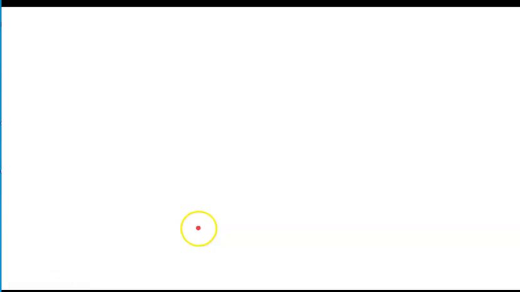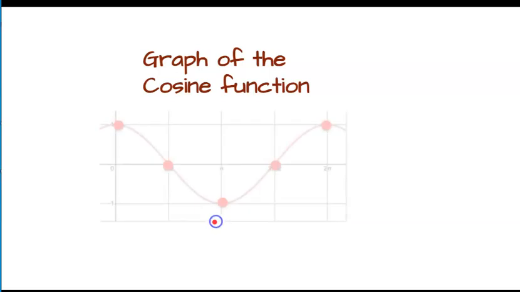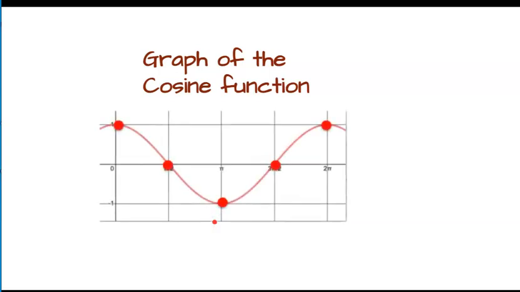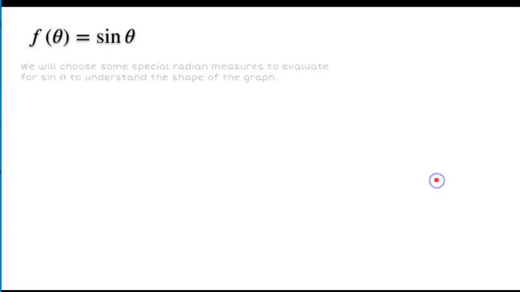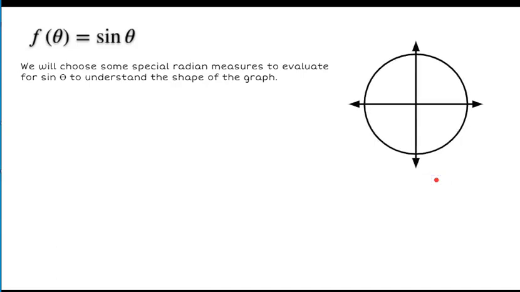In this video, we will graph the cosine function and identify its parameters. Let's begin with what we already know. We know that one of the sinusoidal functions is the sine function. We choose some special radian measures to evaluate sine theta to understand the shape of the graph. We use the unit circle to show the sine parent function.